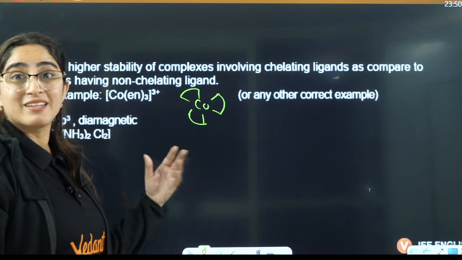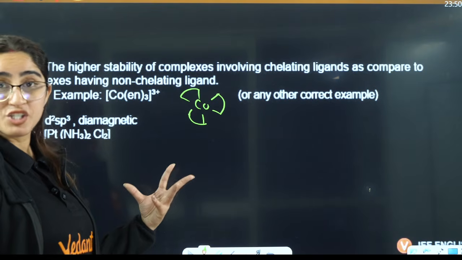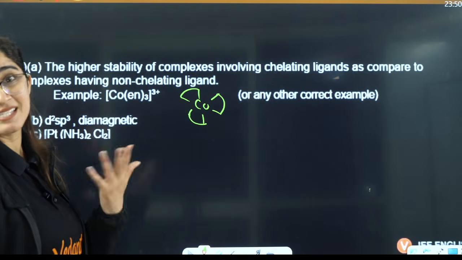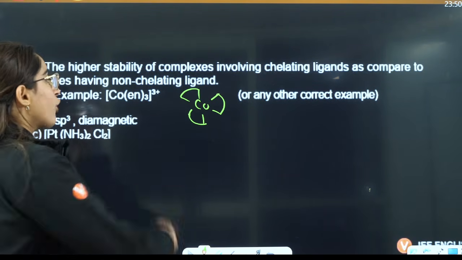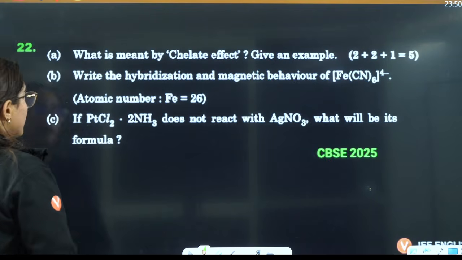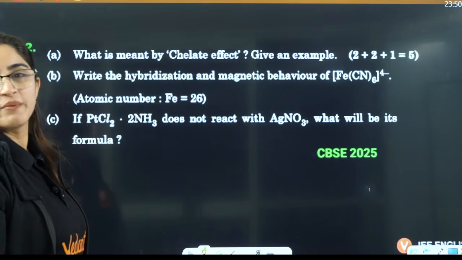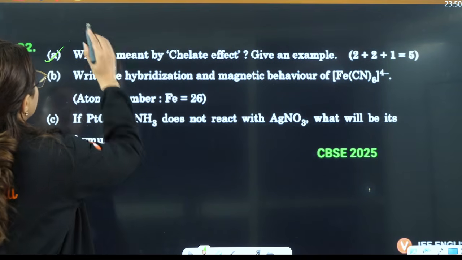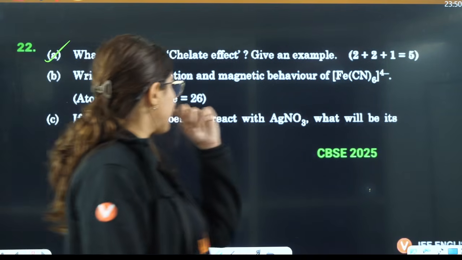That is why, when a ring is formed by the donation of more than 2 donating sites in a ligand, that forms rings and that is called a chelate. Okay? And chelates are more stable as compared to non-chelating ligands. Write the hybridization and magnetic moment.